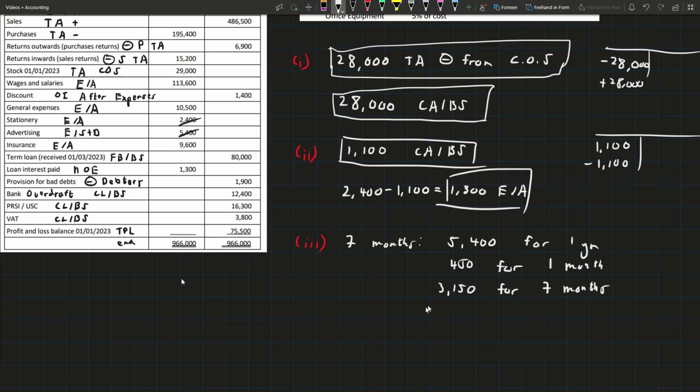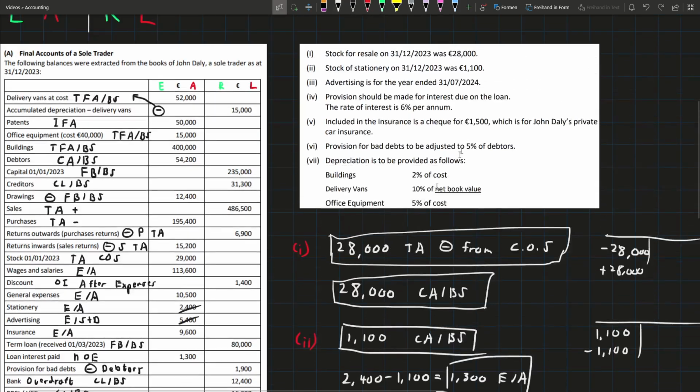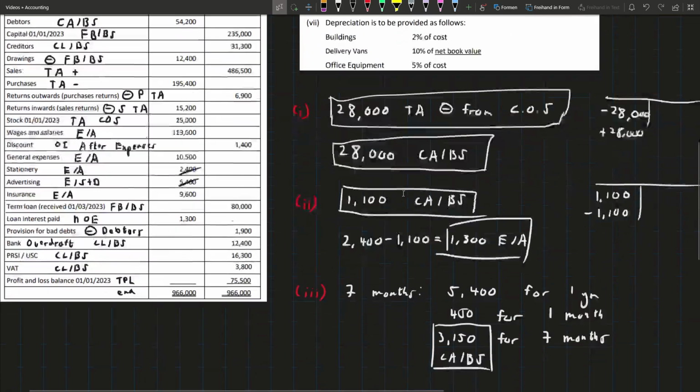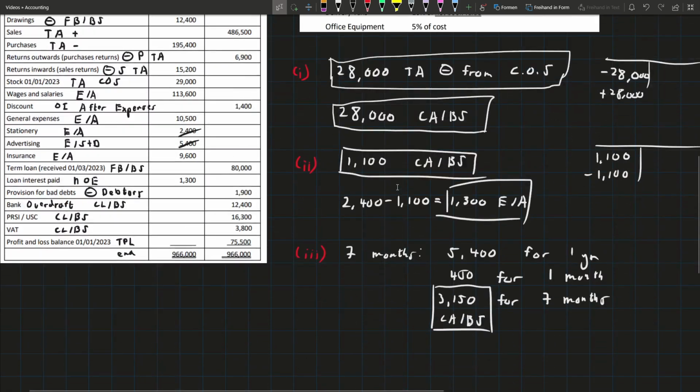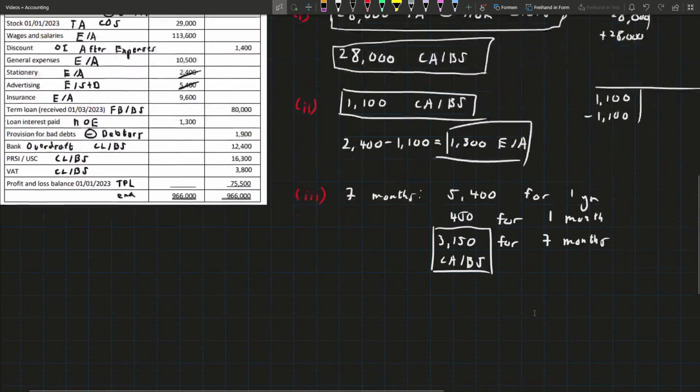And since that's for next year, that's a current asset and it goes in the balance sheet. Again, advertising is a short-term thing. It's only for 1 year. You can see it's only until halfway through next year, so it's not a fixed asset. It's less than 1 year. Same idea for stationery. You wouldn't be keeping that long-term. So yeah, what we've done now is we've added a current asset.